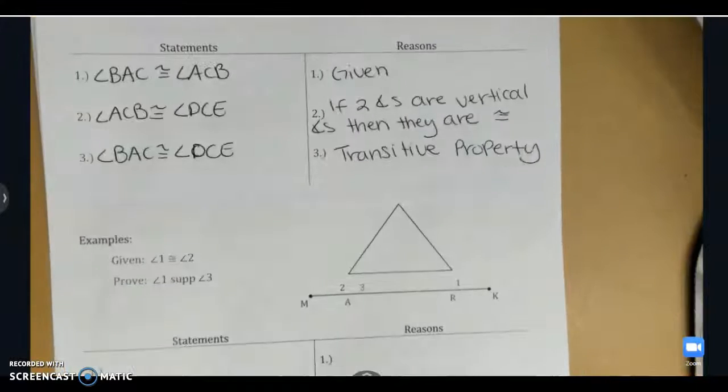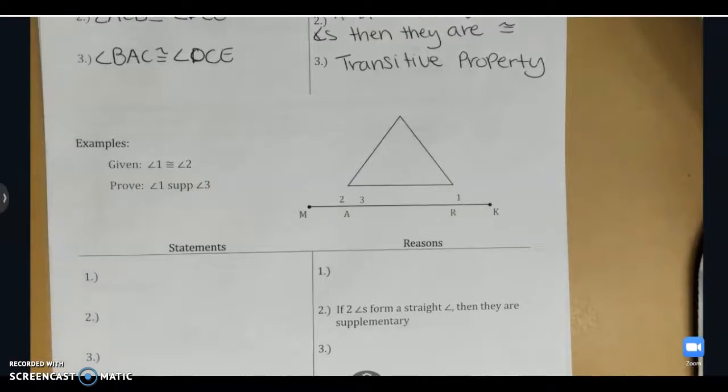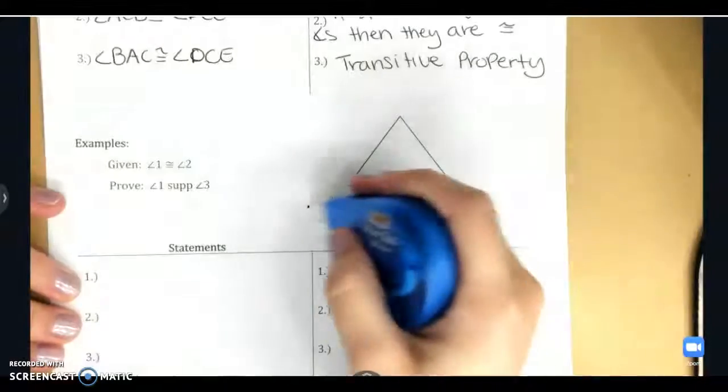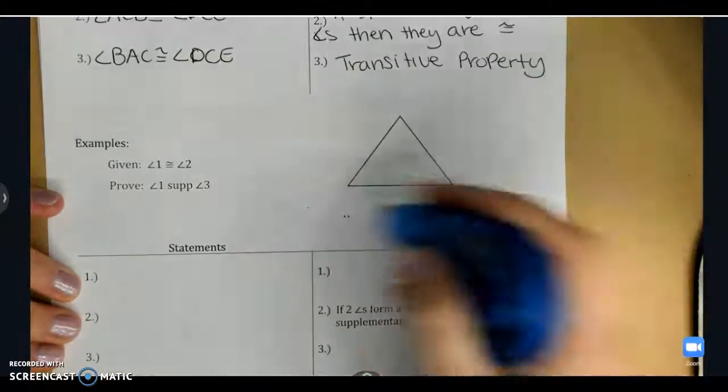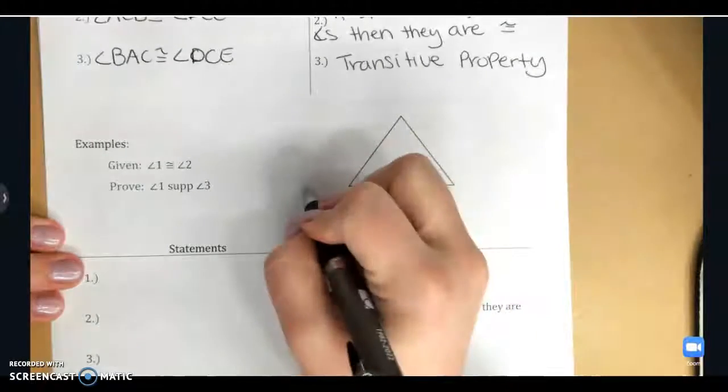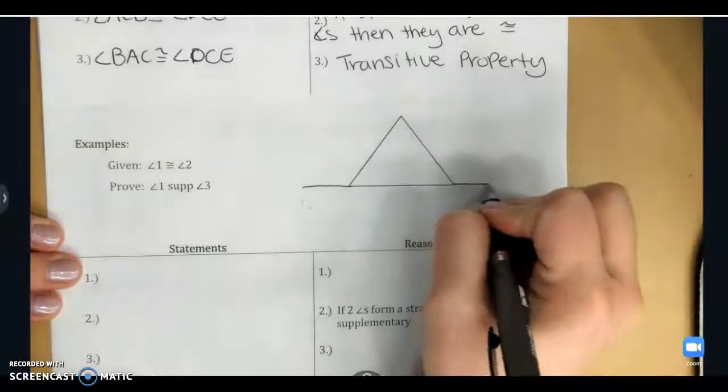One more proof, and this one actually had an error in the way the diagram printed, so I'm going to correct that right now. This triangle was supposed to be touching the line at the bottom, and when it was being changed in the computer, it didn't quite turn out the way it was supposed to.